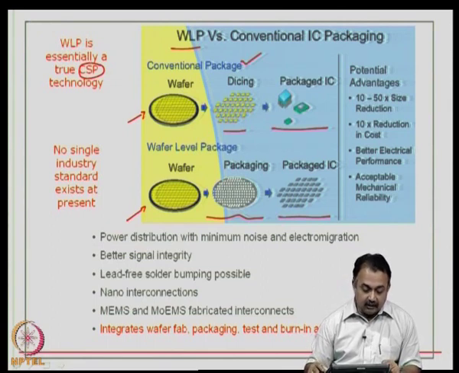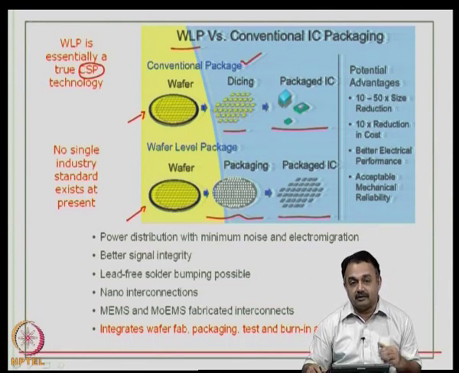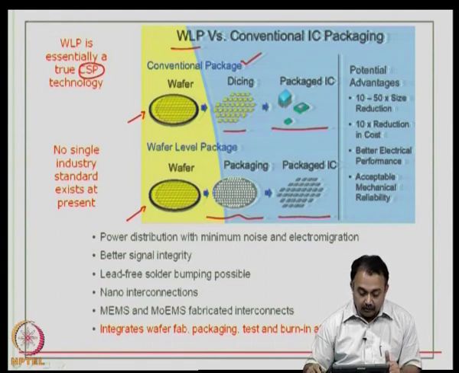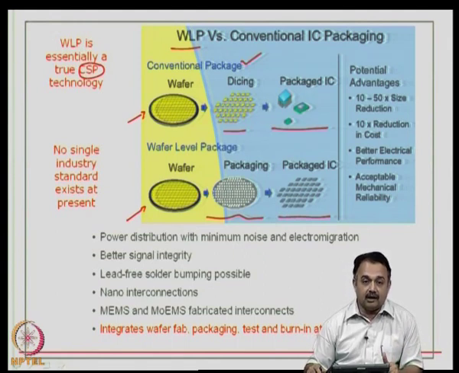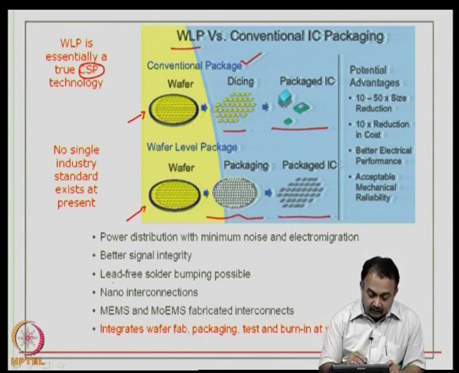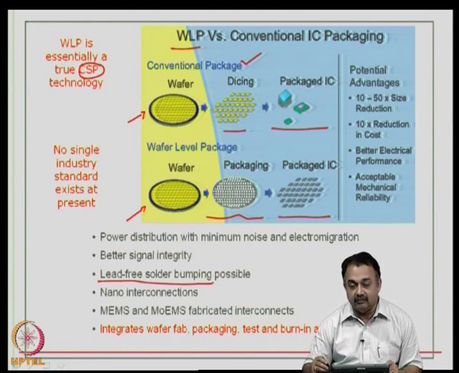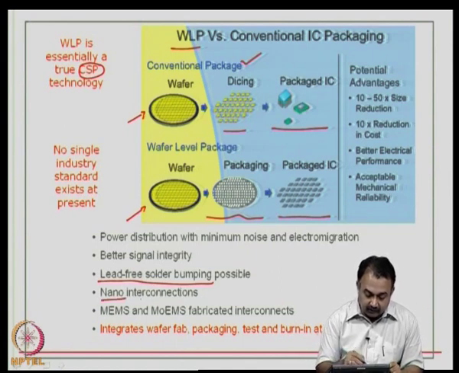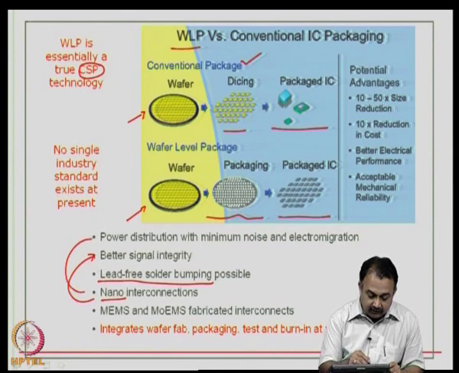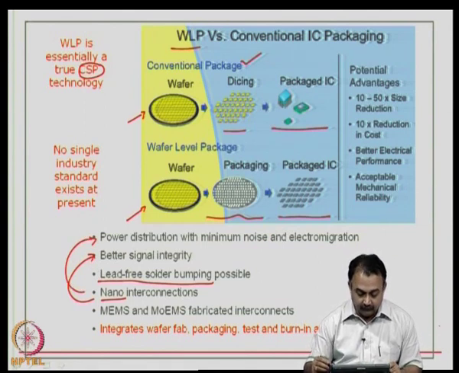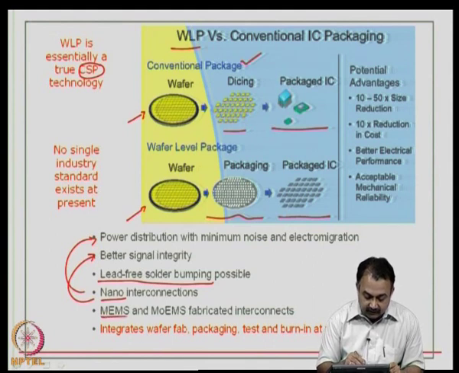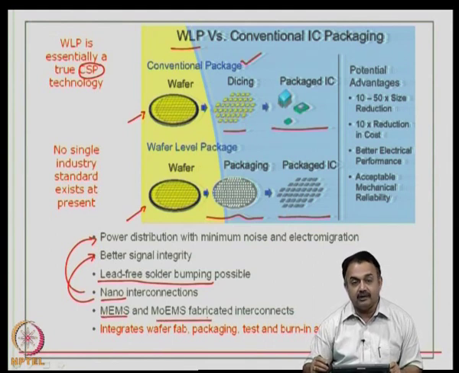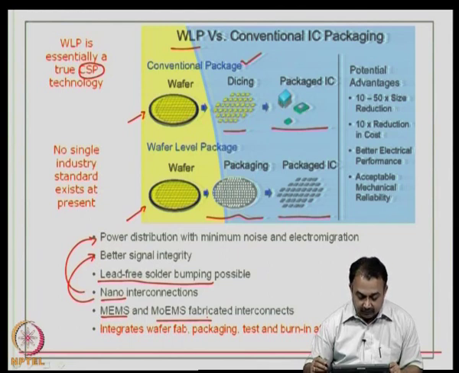So, the advantages of using a wafer level package will be power distribution with minimum noise and electromigration, because the interconnect lengths are very low, better signal integrity, that is better electrical performance, lead free solder bumping is possible. You can do this bumping process at the wafer itself and you can use lead free material. The interconnections are nano, as I mentioned earlier, that adds to better performance. And then chip size packages are very ideal for MEMS applications and MOEMS applications.